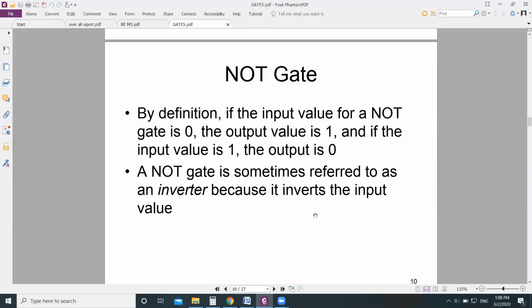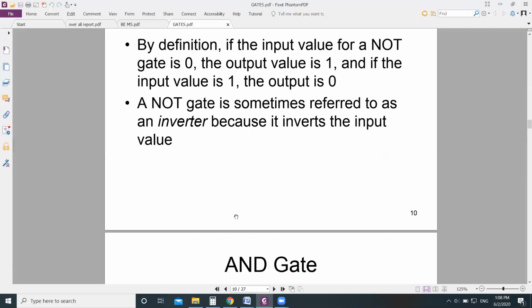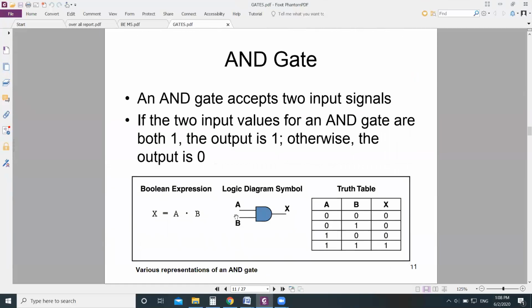So let us see the definition of a NOT gate. If the input value for a NOT gate is 0, the output value is 1, and if the input value is 1, then the output is 0. And the NOT gate is also called an inverter because it inverts 0 to 1 and 1 to 0. So let us go to the next gate, that is the AND gate.